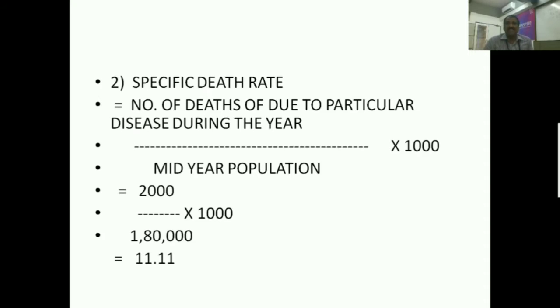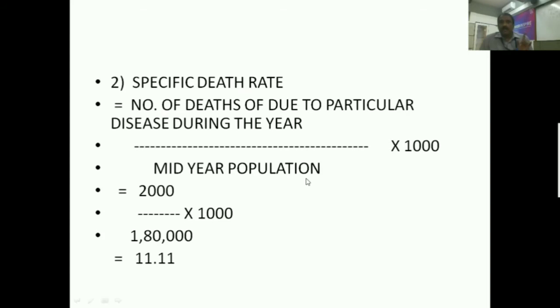Next one is the specific death rate. Specific death rate is the number of deaths due to a particular disease during the particular year, divided by median population in the same year, into 1000. The number of deaths due to the particular disease is given here as 2000 and median population is 1,80,000, into 1000, and finally the value is 11.11.